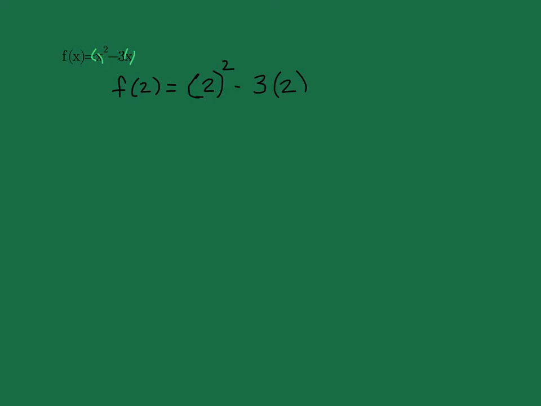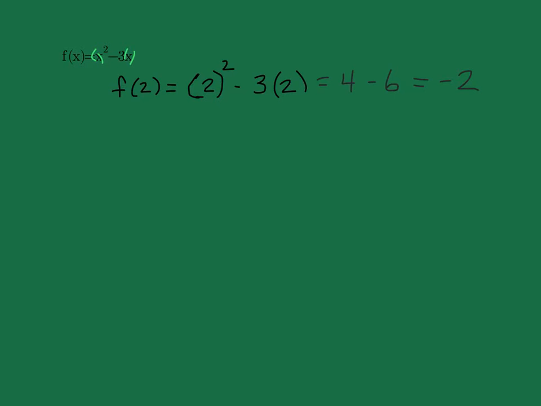So now we just do the arithmetic to evaluate this. So 2 squared is 4, and minus 3 times 2 is 6. 4 minus 6 is negative 2. So when we evaluate f of 2, we end up with negative 2 for this particular function.